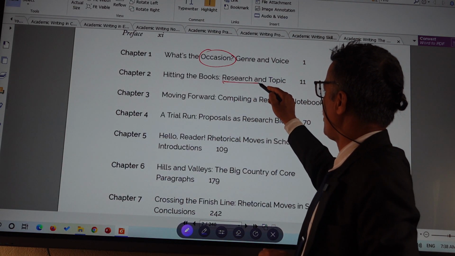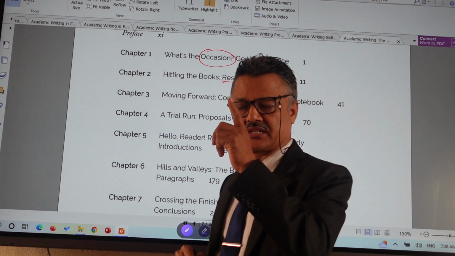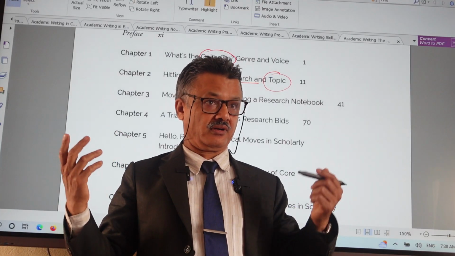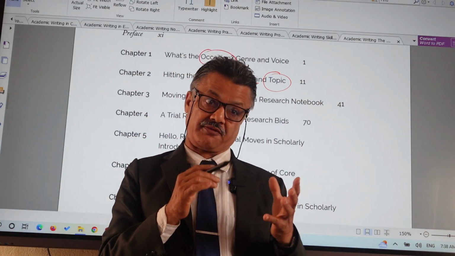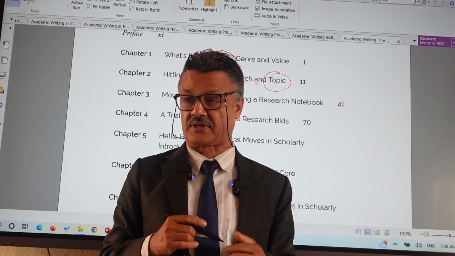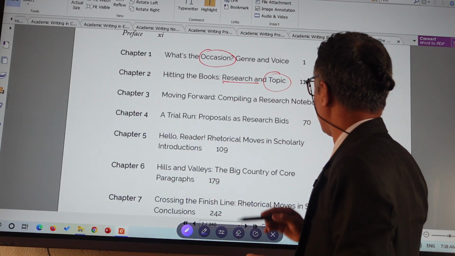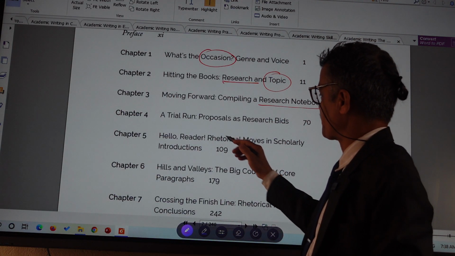Then it is based on research and it has a topic. See, every time you do a research in future, they will say, what's your topic? You'll be baffled. You don't get the topic out of the blue. You have to loop in a lot of practice to get a topic, right? Then you have to make research notebooks, right? You have to write proposals.